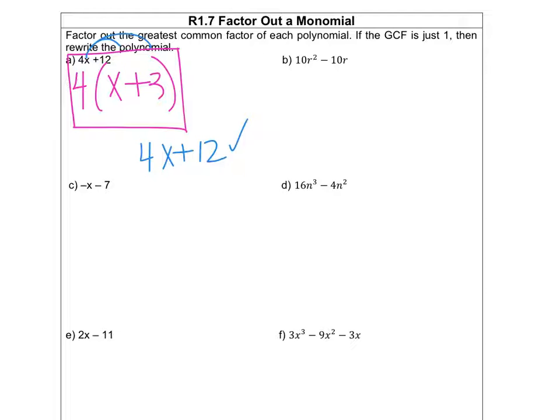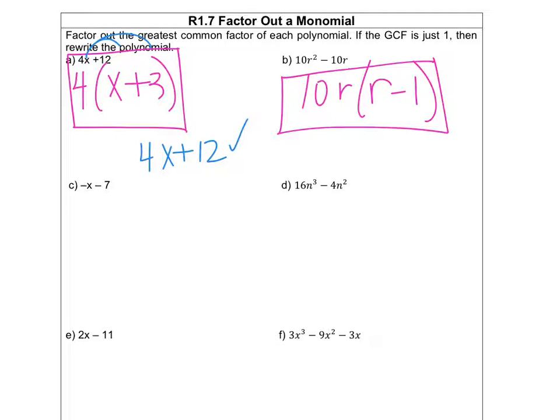Okay, moving on to B. I could factor out a 10 out of both of these, and they both have an r in common. So my greatest common factor would be 10r. Then let's write what we would have left in the parentheses. So 10r squared divided by 10r. Well, 10 divided by 10 is 1. And then r squared divided by r would just be 1r. And then I have negative 10r divided by 10r. Well, negative 10r divided by positive 10r would just be negative 1.